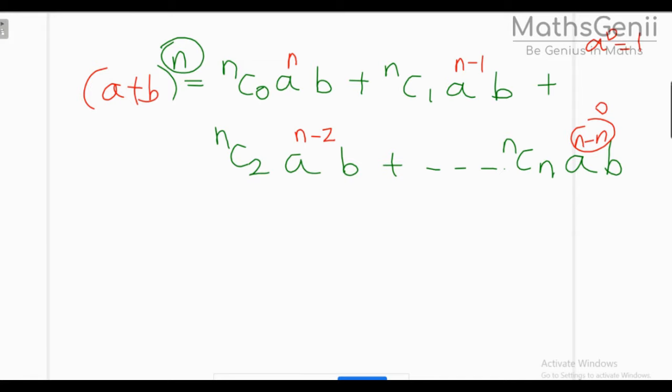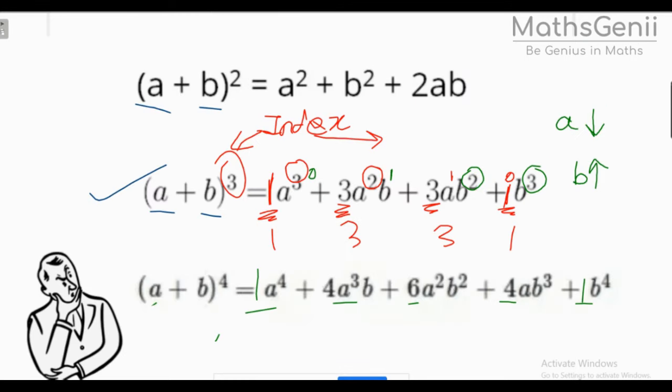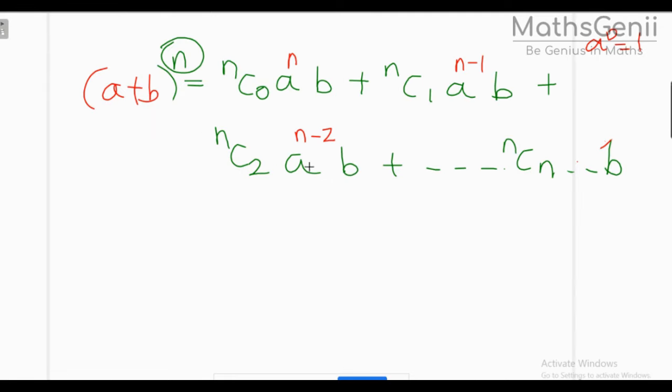So this term will become 1. Instead of A, I will have 1. So anything into 1 is that number itself. So here I'll have only B. Now let's give power to B. The power of B starts increasing. Correct? It starts with 0, 1, 2, 3. So it is increasing. So power of B, we will write it as increasing: 0, then it will become 1, then it will become 2, and lastly it will become equal to n.